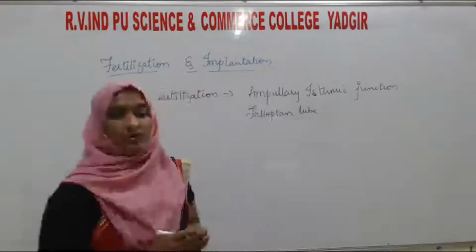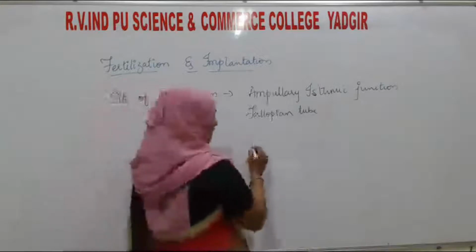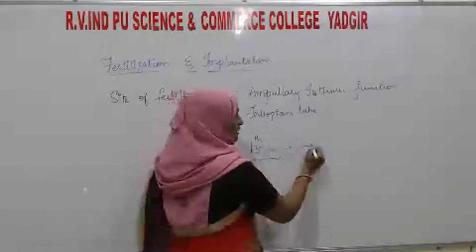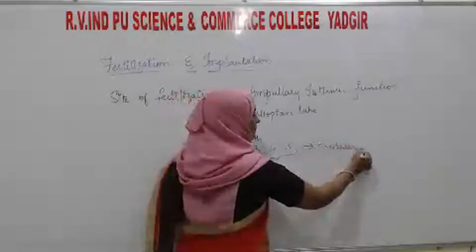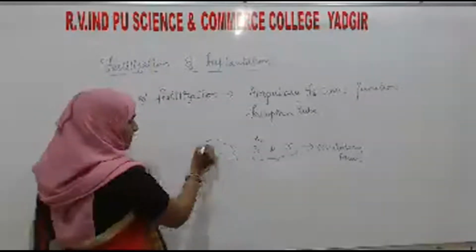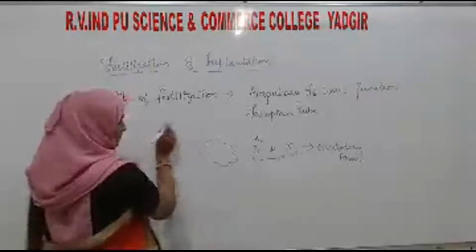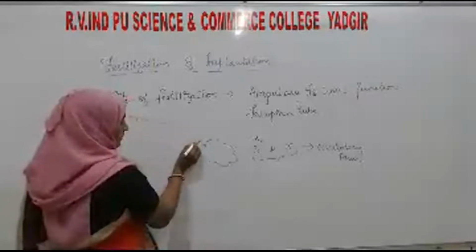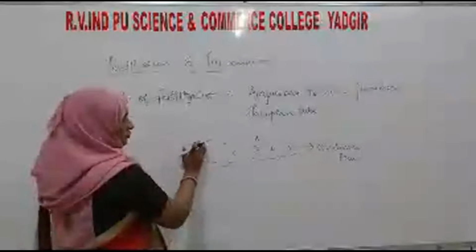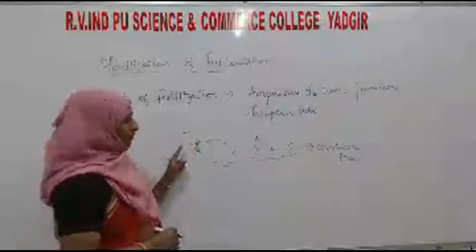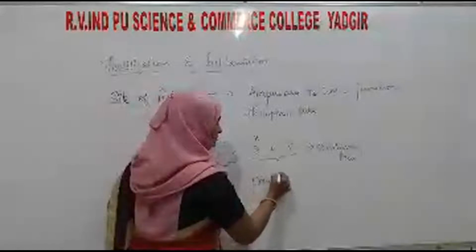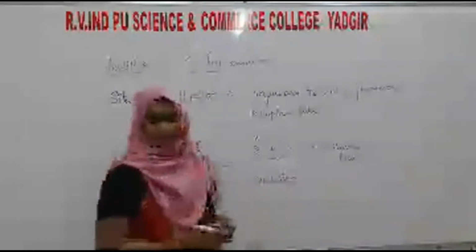So during ovulation, that is at the time of the 13th day of the menstrual cycle, 14th or 15th, in between these 3 days, we can call it the ovulatory phase, during which from the ovary, ova is going to be released into the fallopian tube. This process, releasing of ova from the ovary, we call ovulation.